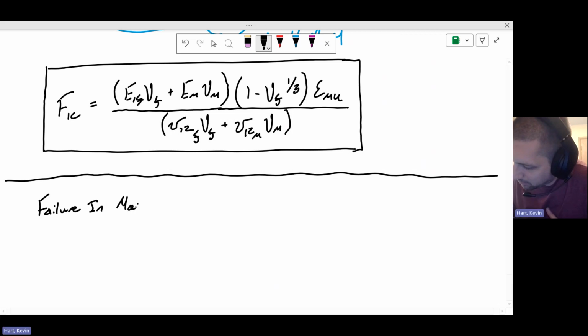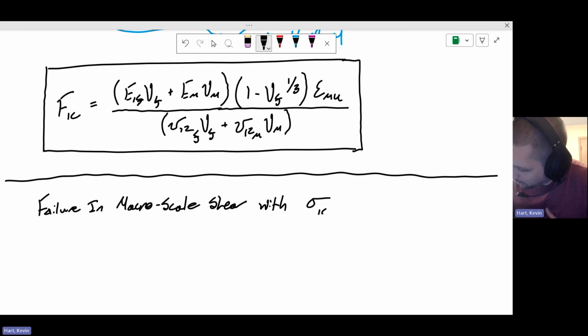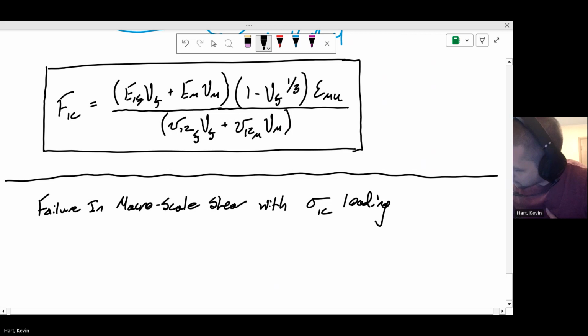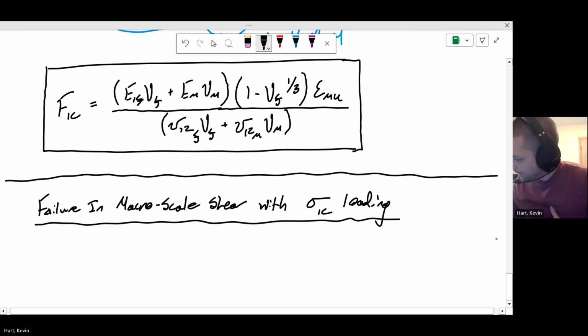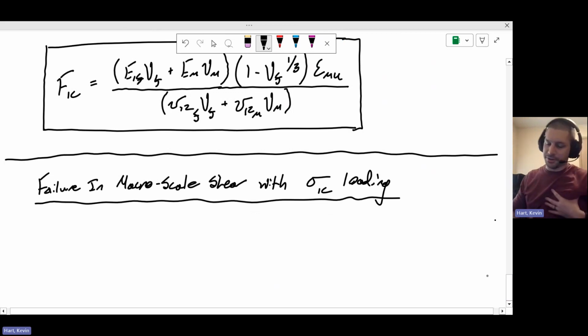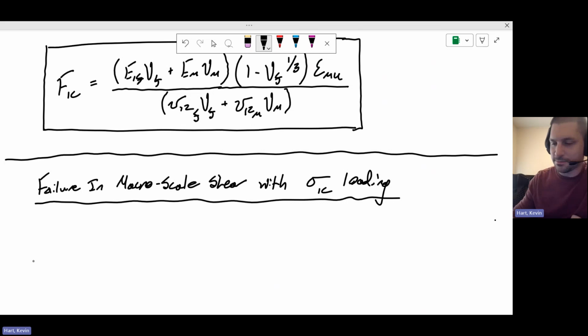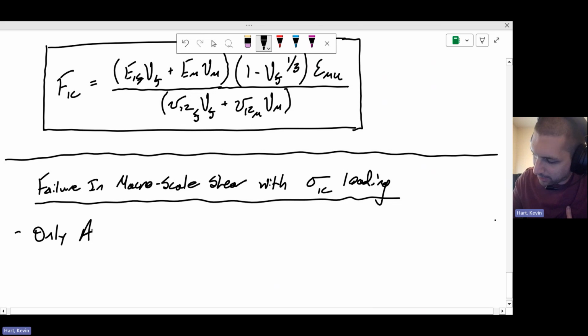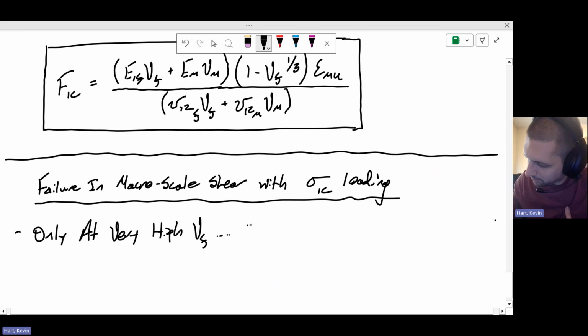And I'll say in macro scale shear with sigma 1c loading. All right, I've got to drill this into your head. This actually doesn't happen very often in practice. That's because usually you don't have high enough volume fractions for this to happen, but sometimes it does happen. So let's put the caveat here: only at very high VF. We're talking 70+% VF. Very, very high.